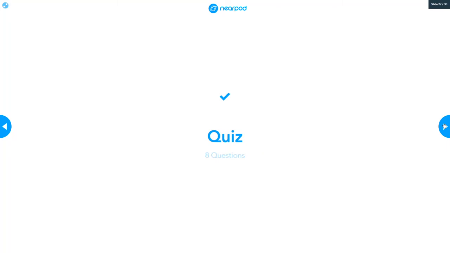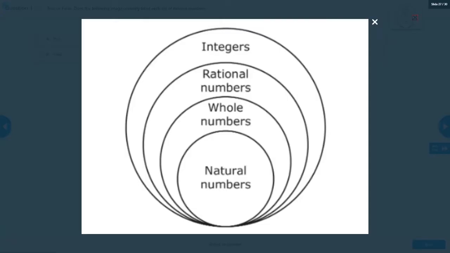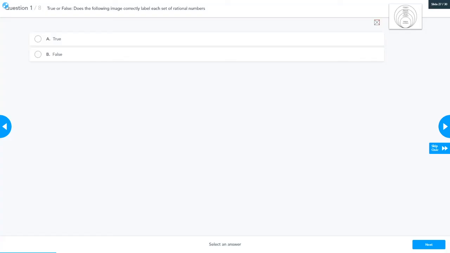All right, it's quiz time. So now we're taking everything that we learned and writing down those answers. Does the following image correctly label each of those things? I think you can click on this picture and there you go. It makes it really big so you can see it. You don't have to look at that tiny little picture in the corner. You see the little pointer, you click on it and it makes it big.